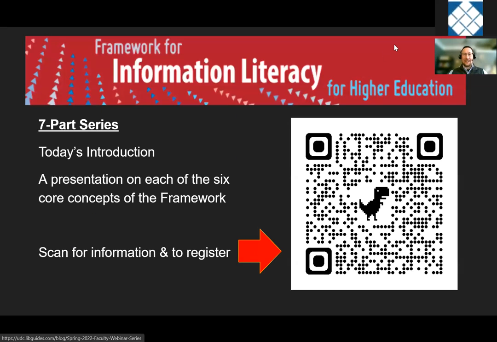Welcome to our Framework for Information Literacy for Higher Education 7-part webinar series. This series is going to have today's introduction where we talk about what this is and some of the background of why it exists. And then there will be a presentation on each of the 6 core concepts in this framework. To register or just for information, you can use your cell phone camera to scan the QR code here, or whatever QR reader you use. And that will take you to the page with information about the series and registration.